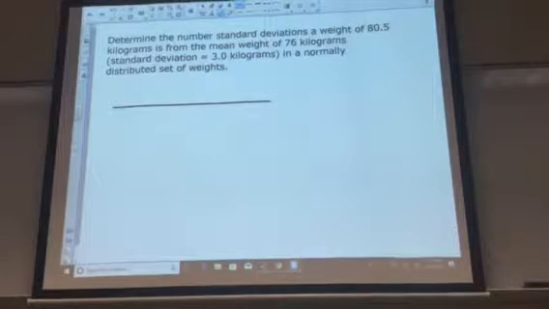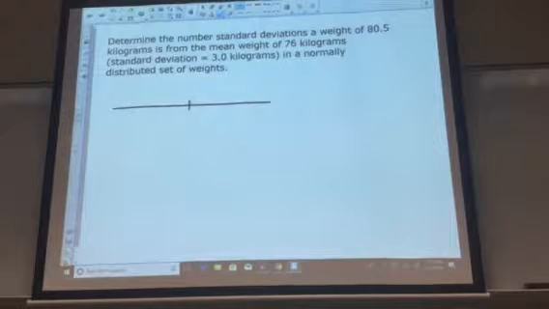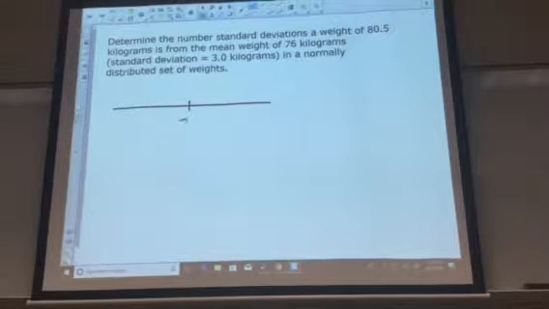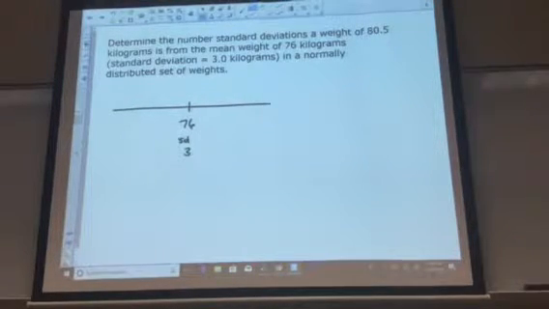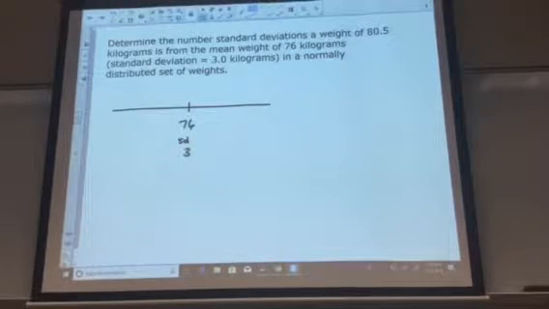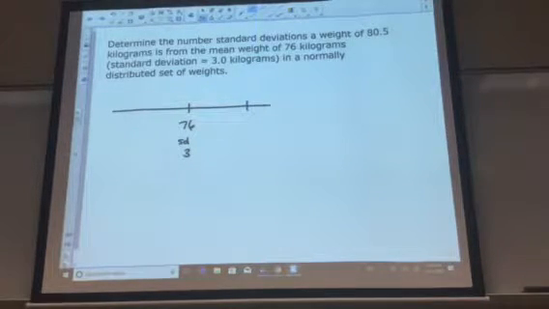Pictures. Where's the center of your universe on this problem? 76. What's the standard size step for this problem? Where do you have to be at the end of this problem? And 80.5 is where in relationship to the 76? To the right. So out here somewhere is your 80.5.